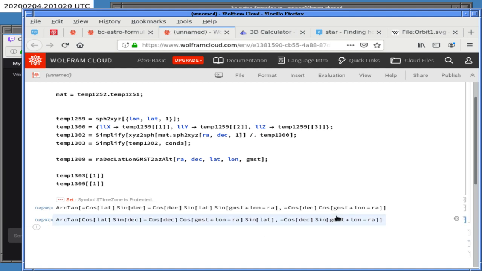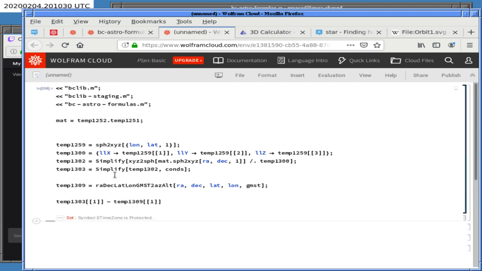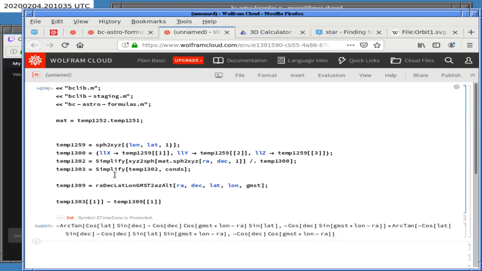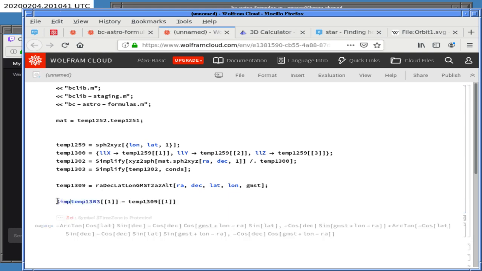See, these two things are different, but I don't know if they kind of cancel out or something. All right, what's the difference between them? Probably not what we want. Yeah, it's this. Can you simplify that given our conditions?